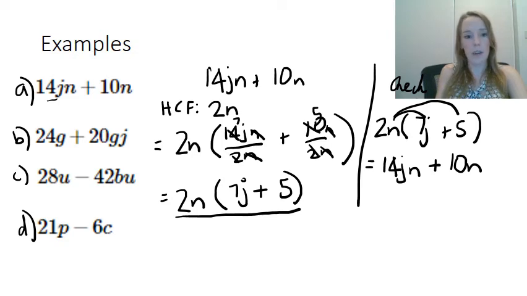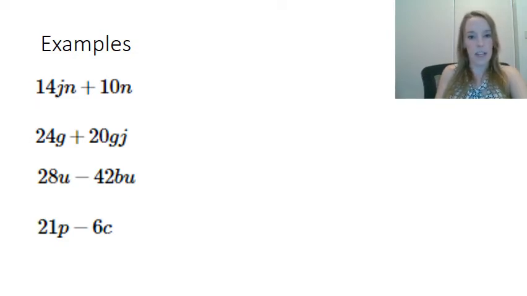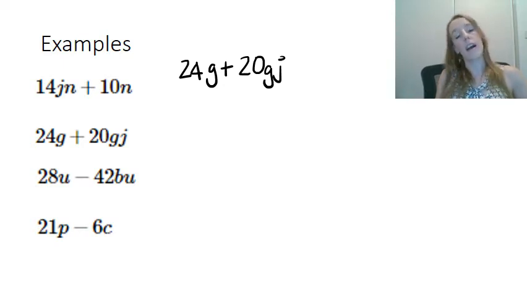Okay, I'm going to clear the screen and we're going to do the next one. So 24g plus 20gj. So then we're going to try and find our highest common factor of 20 and 24.